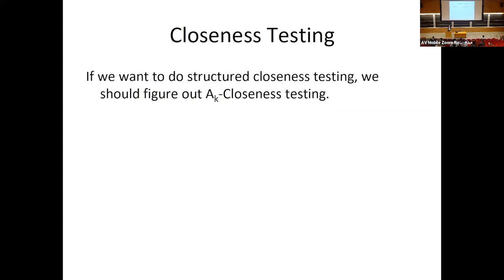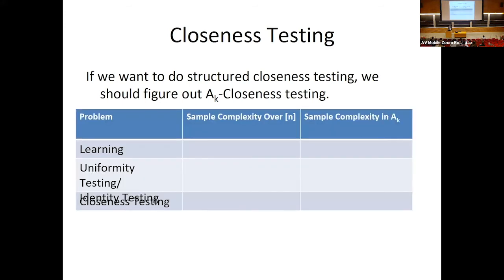Okay, so that is identity testing for AK. But now if we want to do structured closeness testing, we should figure out how to do AK closeness testing. And to get an idea of what we need for the sample complexity here, let's take a look at some of the things that we've seen.